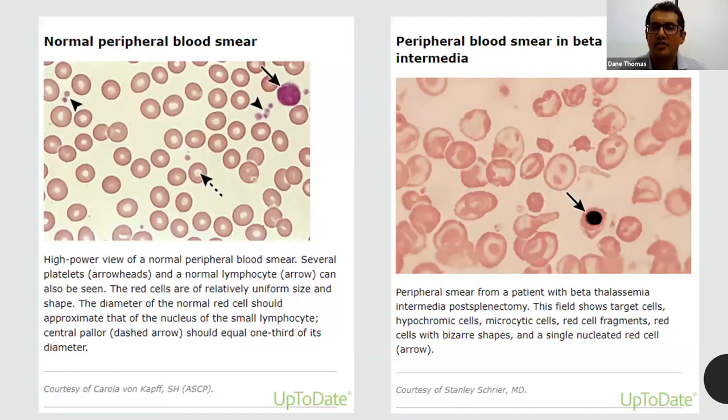And this slide is another reference slide to look at the comparison between a normal peripheral blood smear on the left, and on the right side, a peripheral blood smear of someone with beta thalassemia intermedia. And as you can see, there's a marked difference between the two in the way that the red blood cells are shaped and how they look.